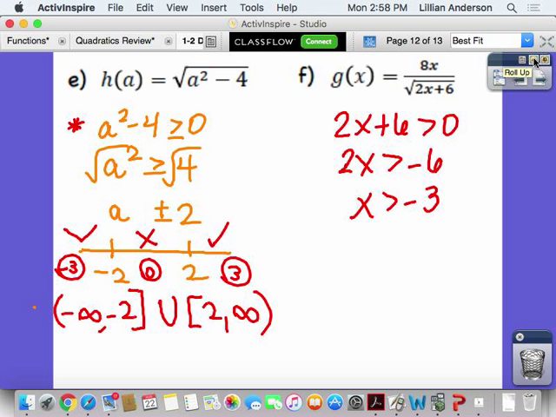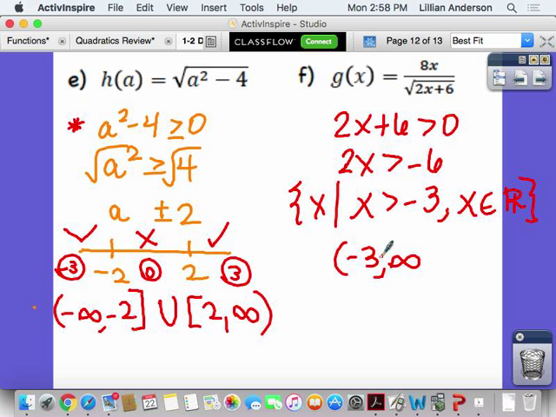Right here, I can go straight to set. All I got to do is add my extra, right? The set of x values such that x is greater than negative 3, and x is the element of what? All real numbers. And Seth, can you write an interval for me, please? Yes. Very good. Okay?